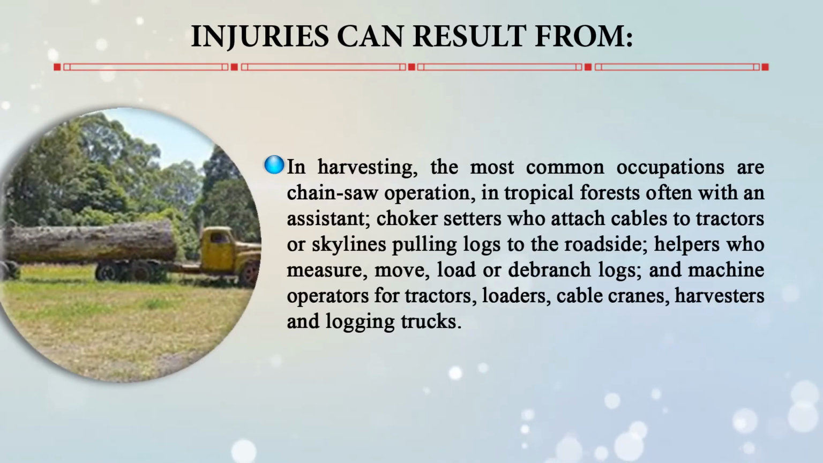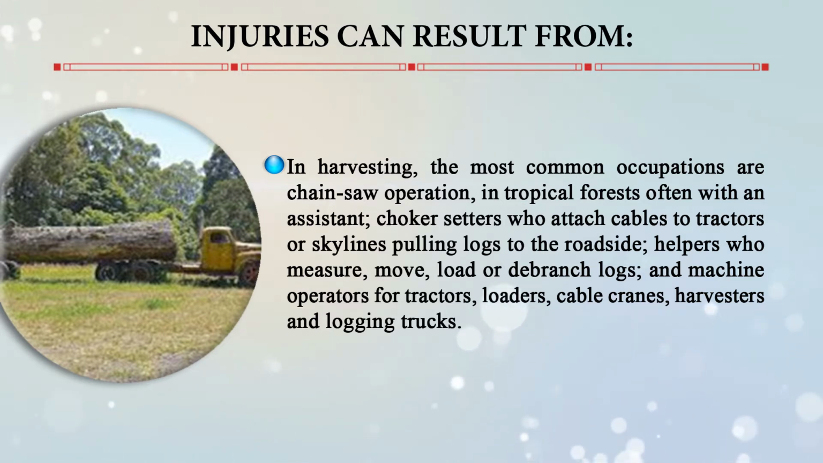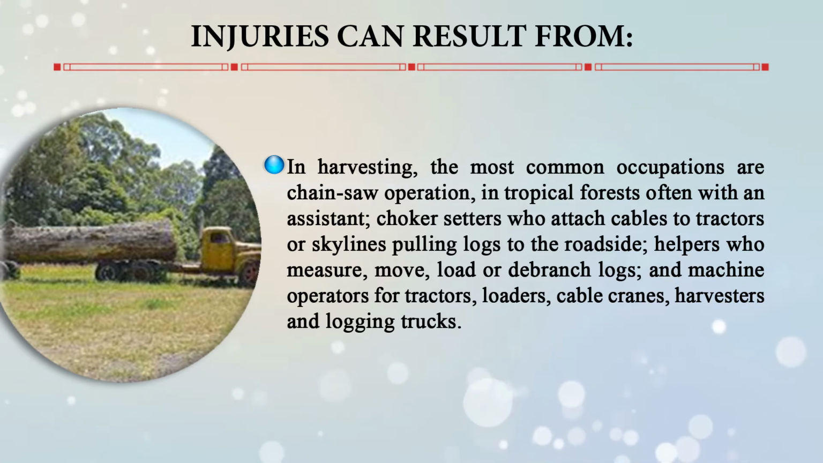In harvesting, here you are seeing the logging of the wood, where such a big tree trunk is being cut, and the most common occupation is chainsaw operation, where in the tropical forest they have certain assistants. Then the choker setters who are attaching the cables, and the tractors pulling the logs to the roadsides. Then there are helpers who measure, move, load and debranch the logs. Then there are machine operators for the tractors, the loaders, the cable crane, then harvesters and loading trucks. So different people are engaged in different activities for just one activity alone, and each one needs to know how to manage that technology well, whether manually or using mechanized equipment. At each point, everybody can be exposed to certain occupational hazards.